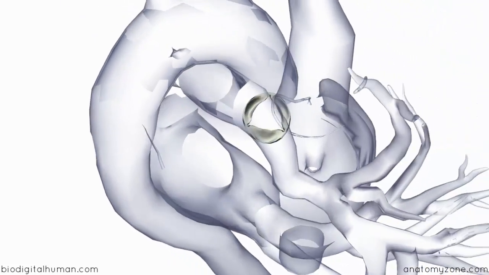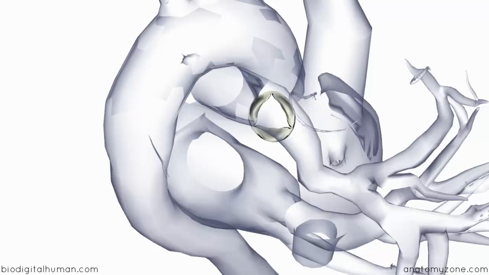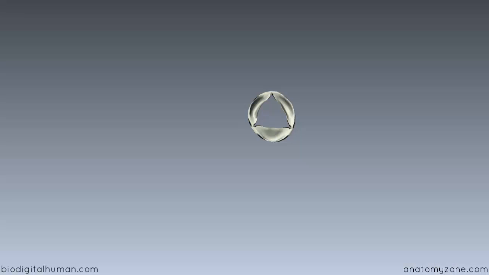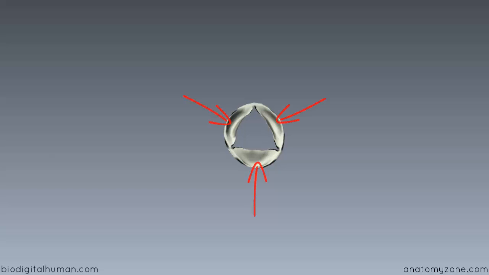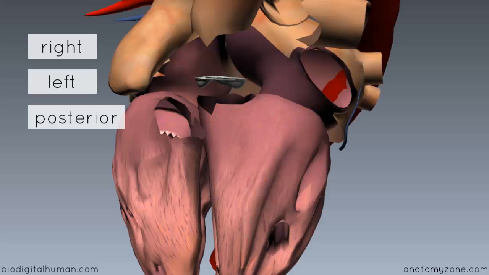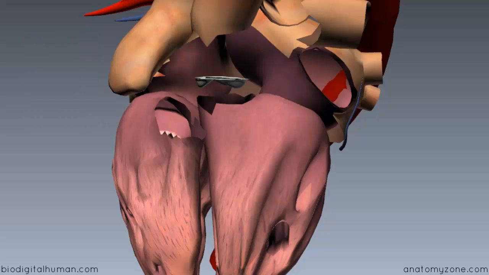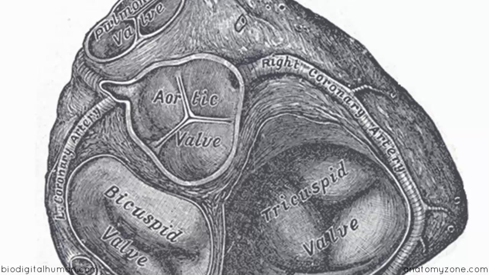So I've just isolated that valve here, and you can see that it's similar in structure to the pulmonary valve. So you've got these three semilunar cusps, and you've got a right, a left, and a posterior cusp. So what's important to talk about is the relationship of this valve to the coronary arteries. So immediately above the aortic valve, on the right and left, you've got the right coronary artery and the left coronary artery. So these arteries open in the sinuses of the right and the left semilunar cusps.